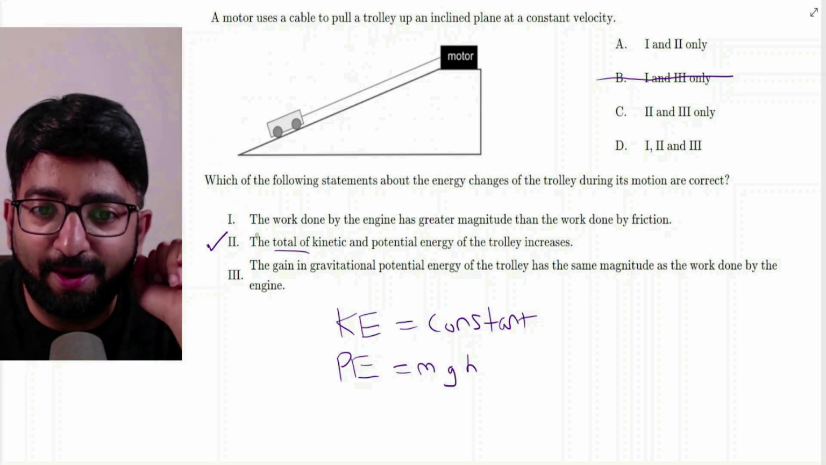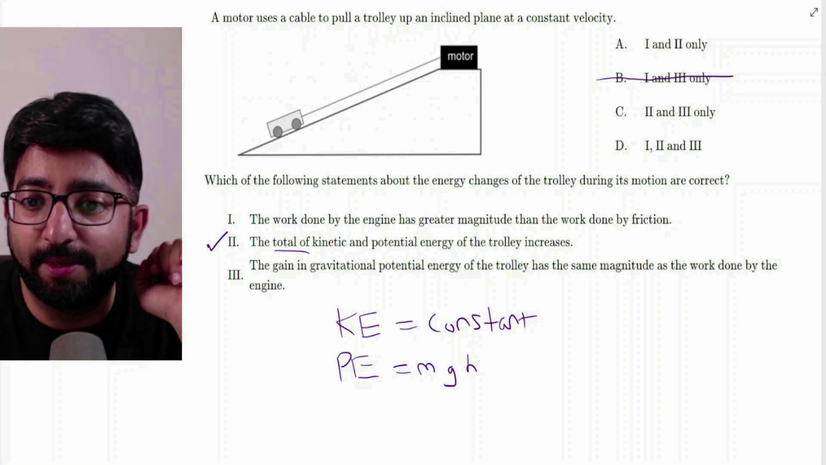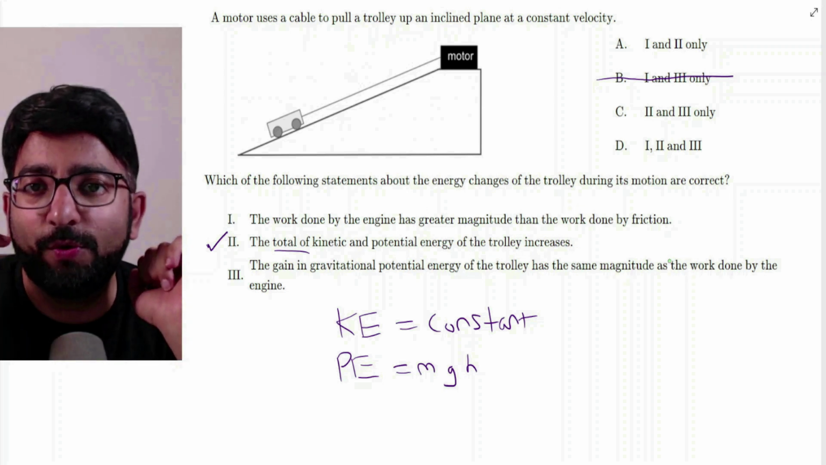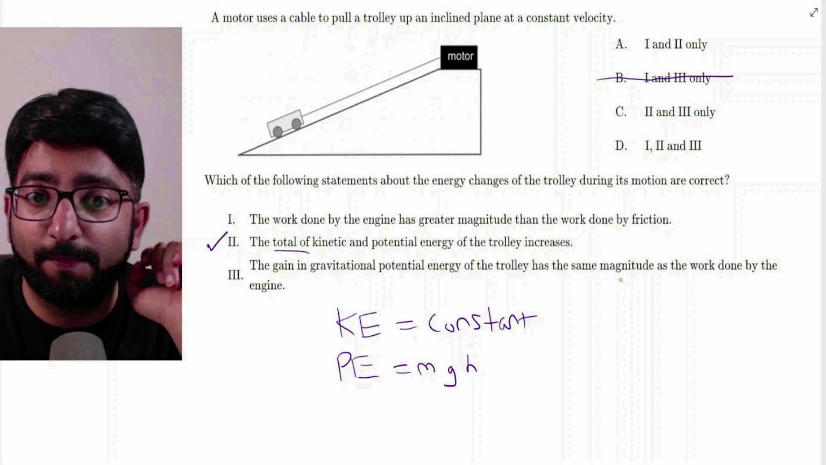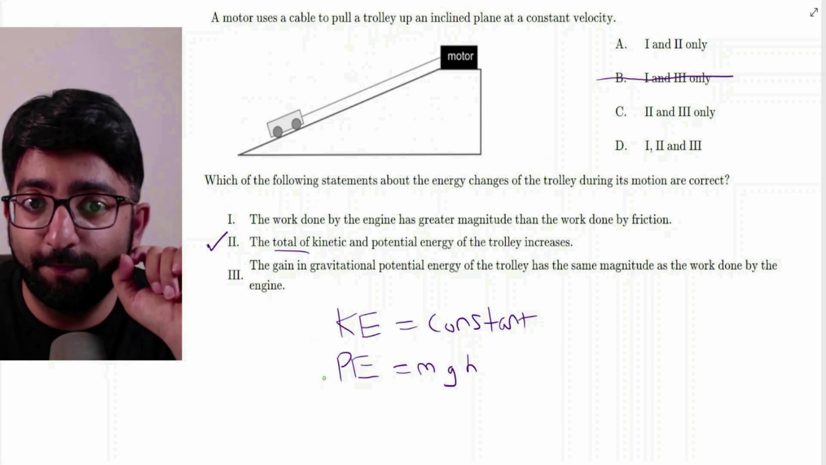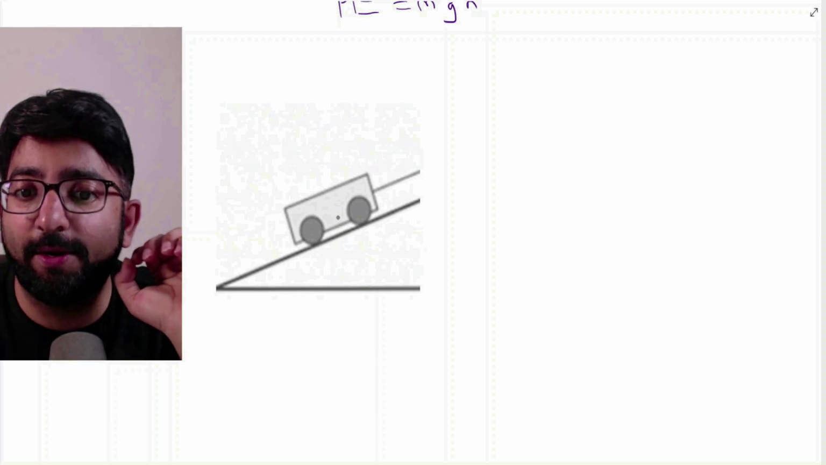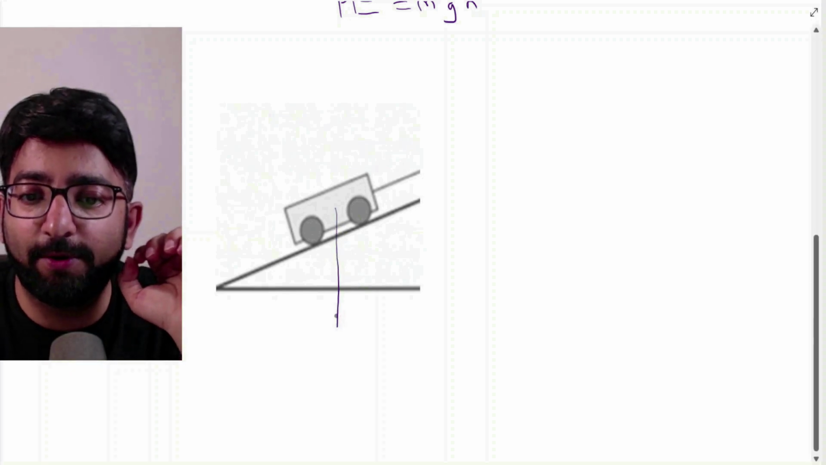Statement 1 states that the work done by the engine has a greater magnitude than the work done by friction. Now, there are various ways to analyze it. So, we will start by drawing the free body diagram of the object. So, what will be the different forces acting on this object? One will be the weight of the object, mg, acting downwards.